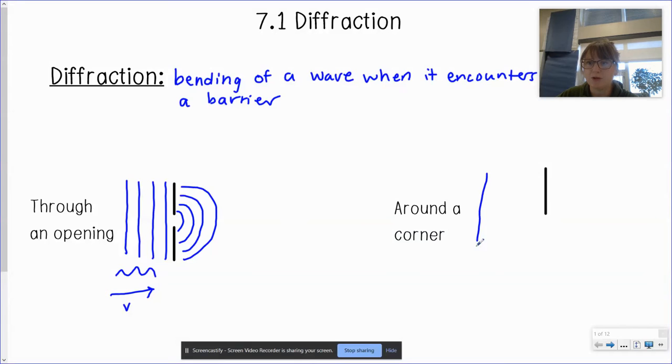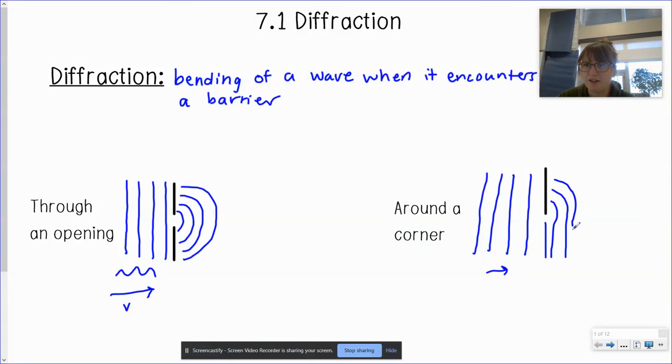If we had the same sort of thing happening, we've got some waves. Imagine that those are straight up and down, and they hit this corner. They will also bend, but it'll look more like just the part that hit that corner starts to curve outwards. The rest of the wave keeps traveling in a straight pattern.